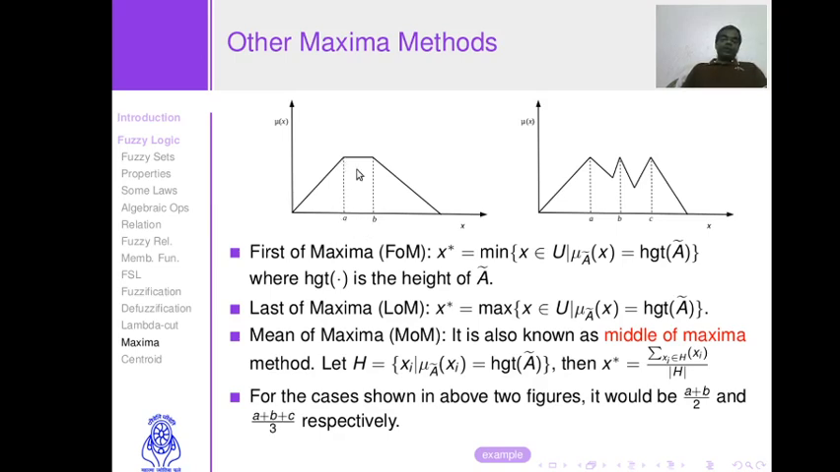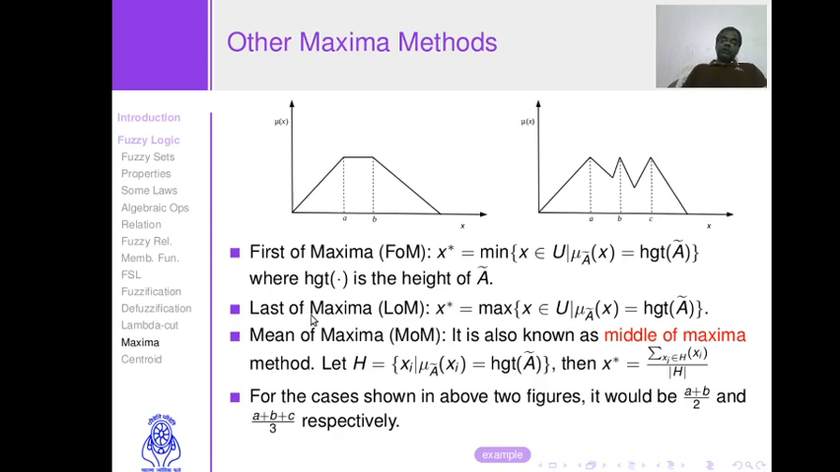if there are multiple elements with the maximum or peak height, then take the first one as the output. Here in this example there are two elements A and B which have the peak height. So simply take the first one, A. If you apply first of maxima, then in this case A is produced as the output, and in the same way here we have three peaks of the same height, so the first one, that is A, is taken as the output.